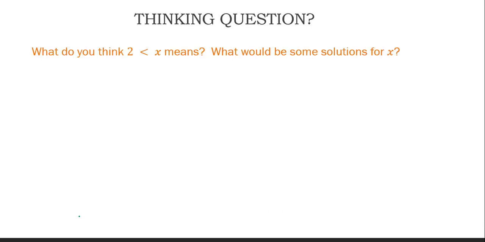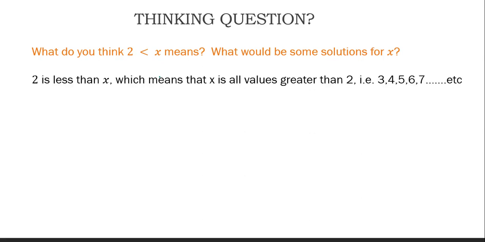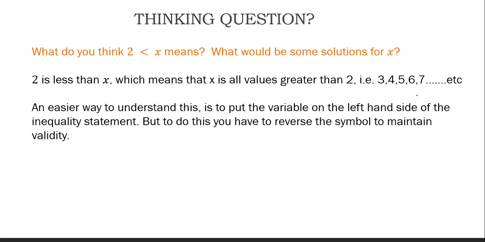So what do you think 2 is less than x means? What could be some of the solutions for x? Have a think. 2 is less than x, so what could the numbers be? Well, 2 is less than x, which means that x can be any value that is bigger than 2. It doesn't have the equal to sign, so it's any number that's bigger than 2, which means it can be 3, 4, 5, 6, or 7.